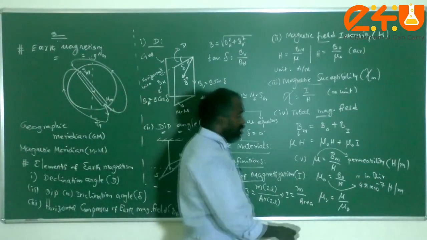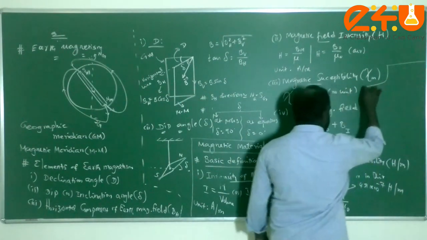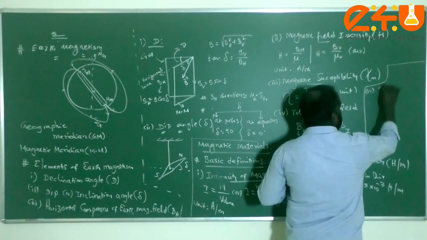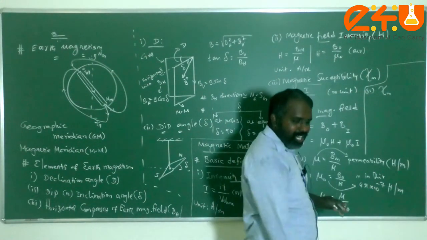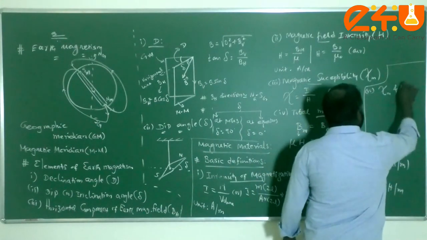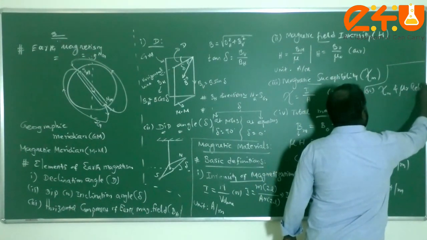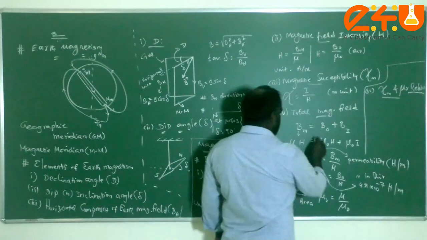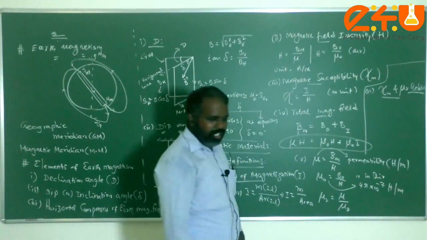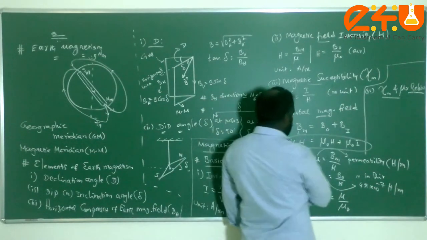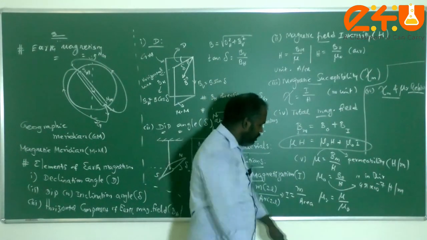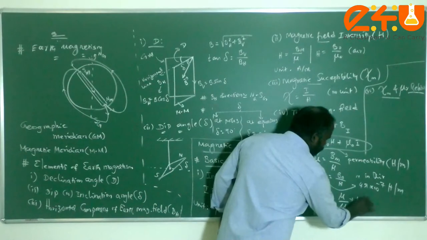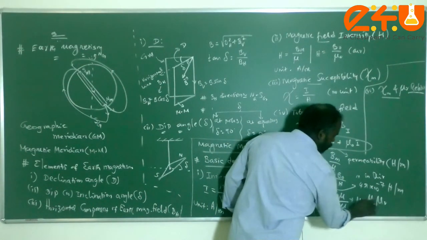Now for the completion of the discussion, I can write the fifth and the sixth one: the relation between magnetic susceptibility and relative permeability. This relation we are going to derive, and it is one we must know. This equation is the total magnetic field equation. From this equation we can say that mu is equal to mu naught mu r.